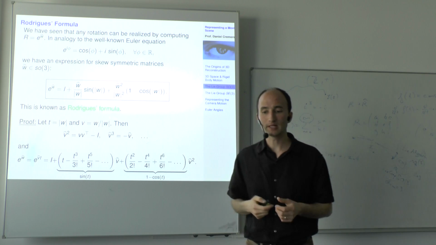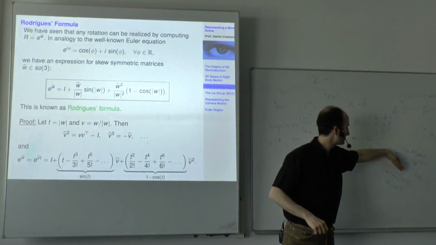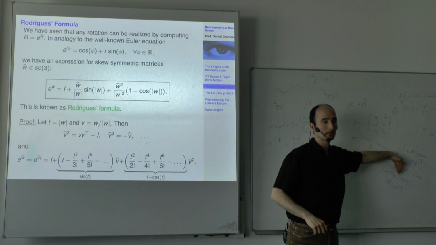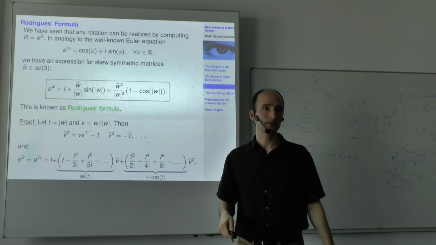So that is the Rodrigues formula. In addition to having an exponential map from the Lie algebra to the Lie group, we now actually have a way to compute that map in closed form.